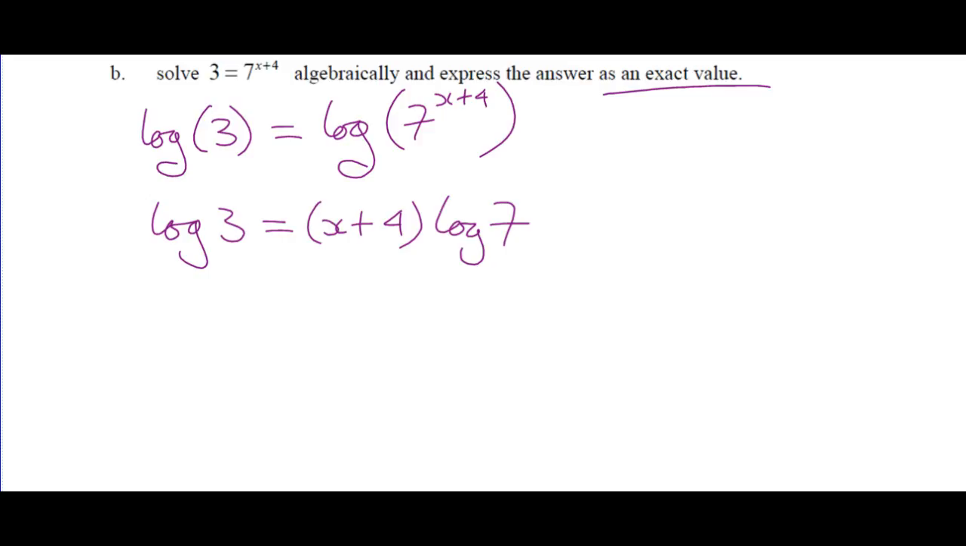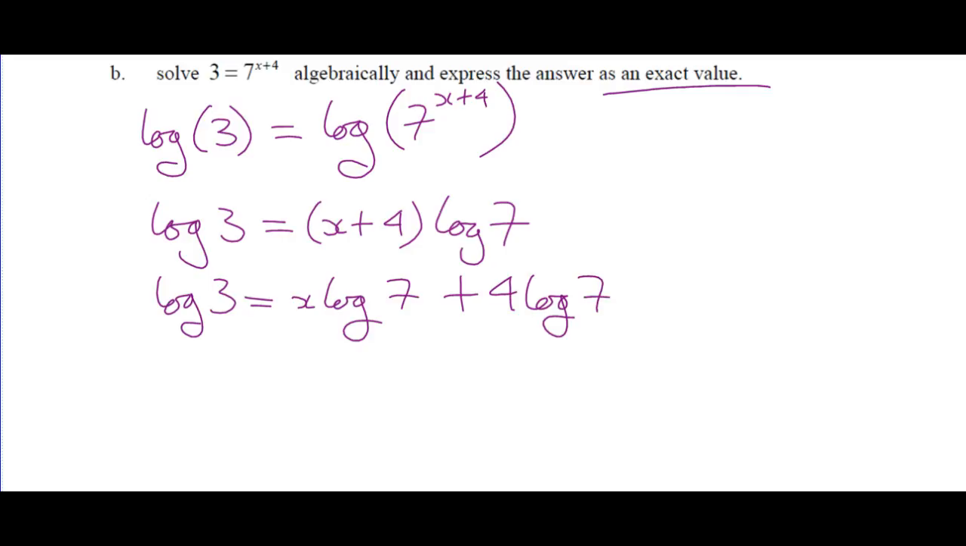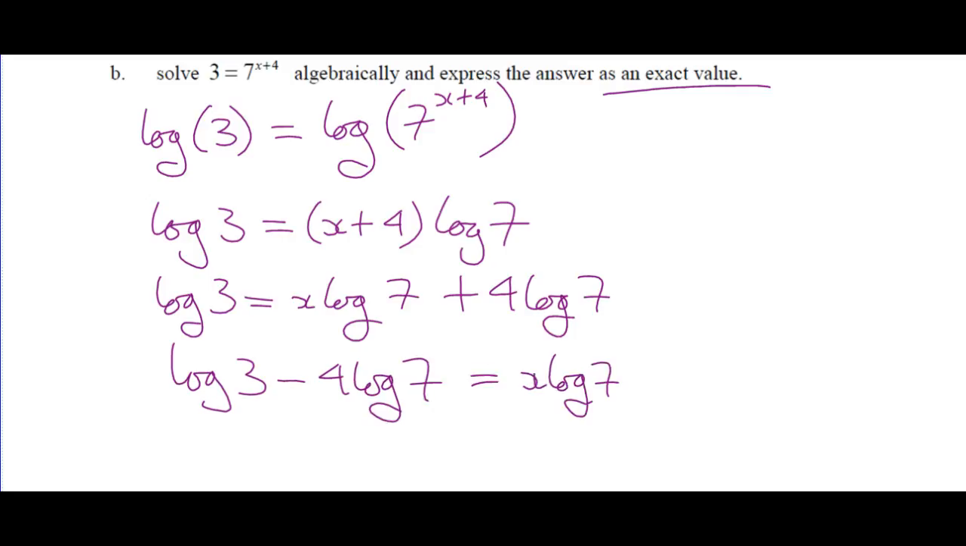So we have to realize that, okay. So, all right, how do I get the x by itself? Well, the first thing I'm going to do is expand this by multiplying the log 7 through the parentheses, right? So it's x log 7 plus 4 log 7, which means that x log 7, so I'm going to do a little swapping. Well, let's move this over there. So we'll get log 3 minus 4 log 7 is equal to x log 7.